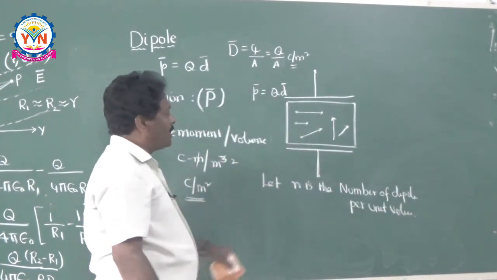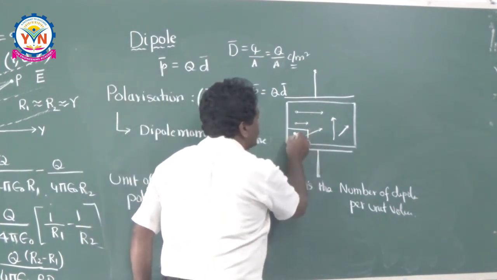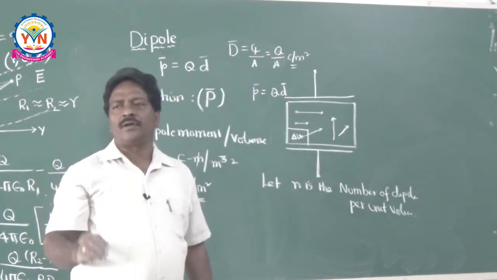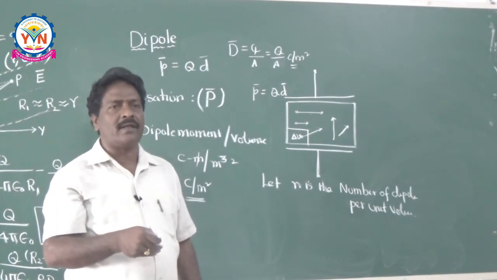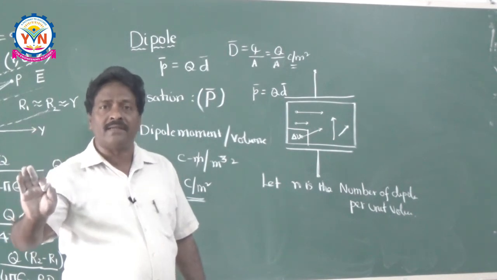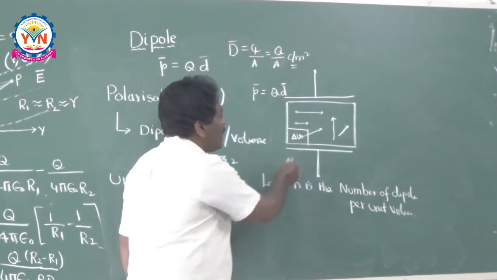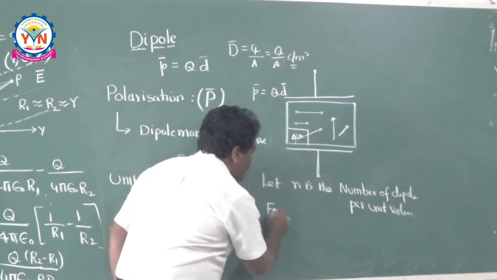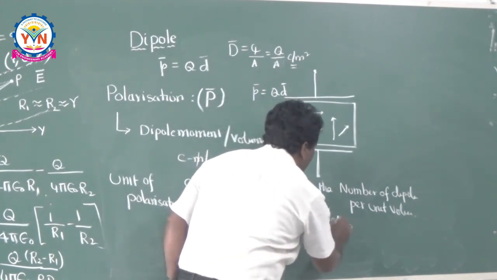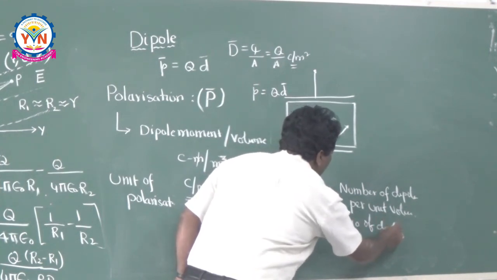Unit value n is the number of dipoles. If I am considering a small volume delta V, friends, in the whole class everyone is sitting, and everyone is polarized. How do I see that? Per unit volume, how many are concentrating towards me, that means density. So if n is the number of dipoles per unit volume, then for delta V, the total number of dipoles is equal to n into delta V.